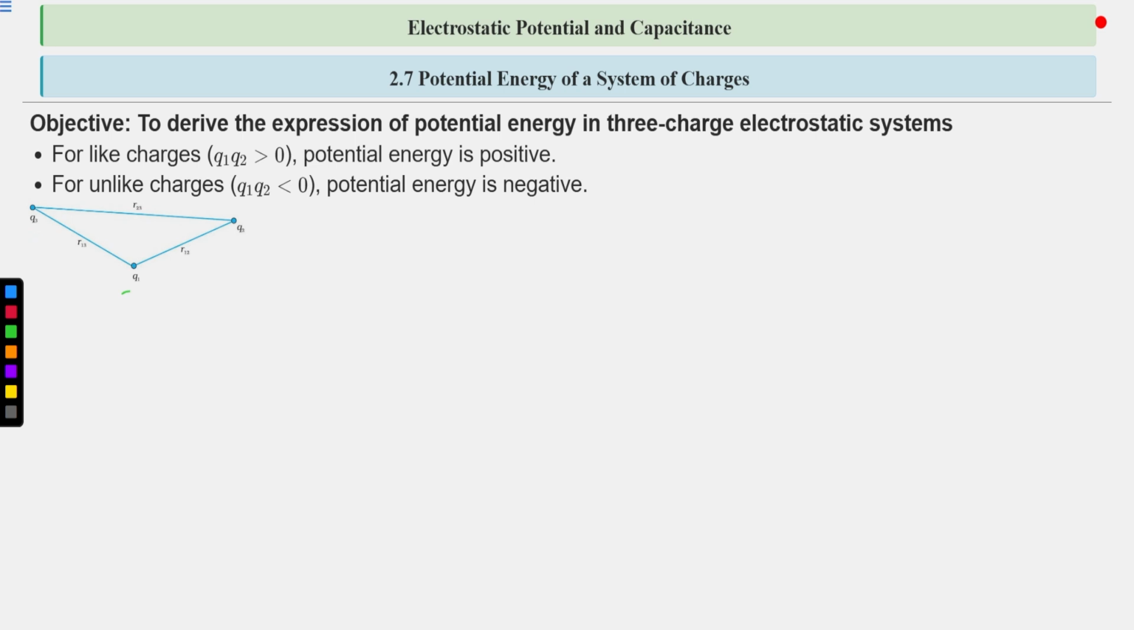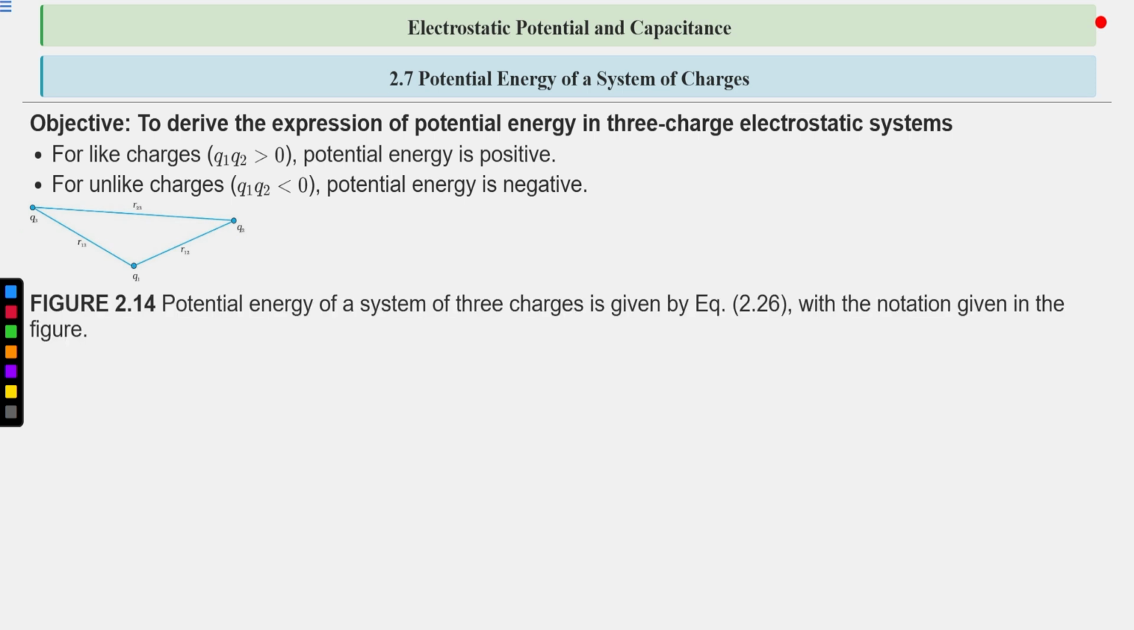Now we have to bring this Q3 charge here. Now what will happen? Q3 has to overcome the electrostatic force of both these charges. So we have to bring this Q3 charge here. So at this point, potential due to Q1 and Q2 will be considered. Okay. Now we will see how.